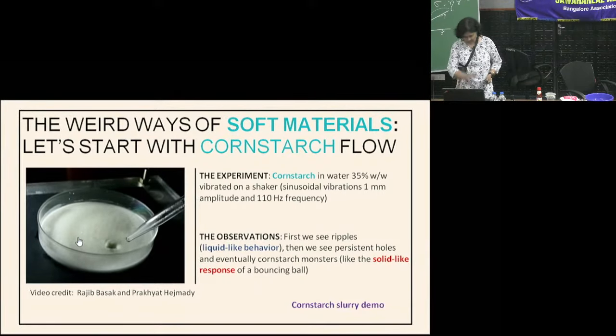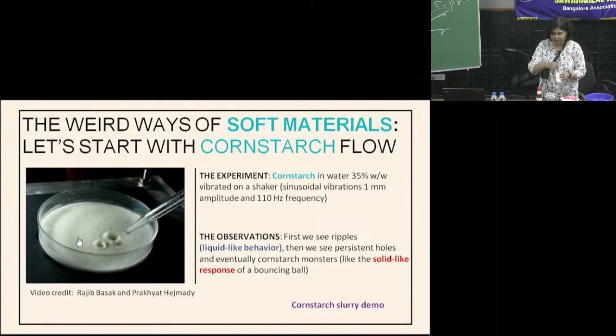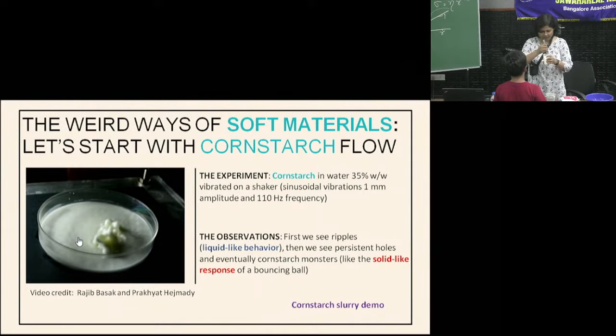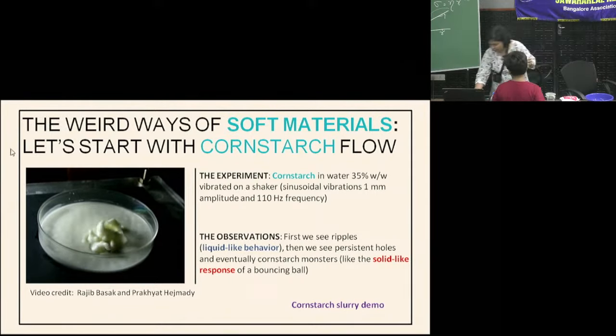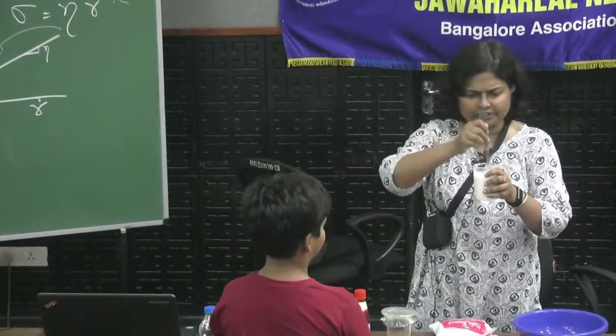Now, the cornstarch demo. I need a volunteer, and Swapnil Roy here, who insisted that I call him Swapnil Roy, is going to do one thing for me. This is the same material. I'm going to stop this, this noise is annoying. This is what it looks like. It's kind of a pasty material.